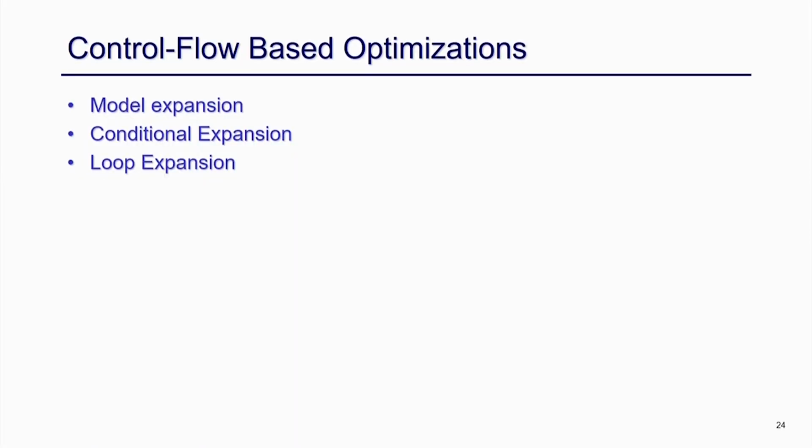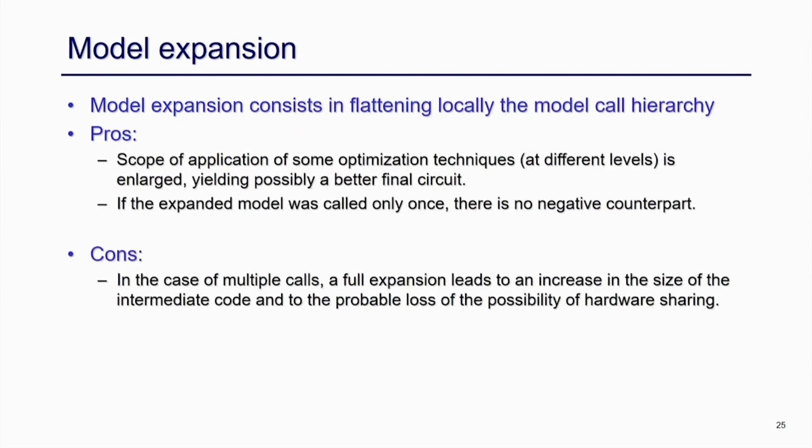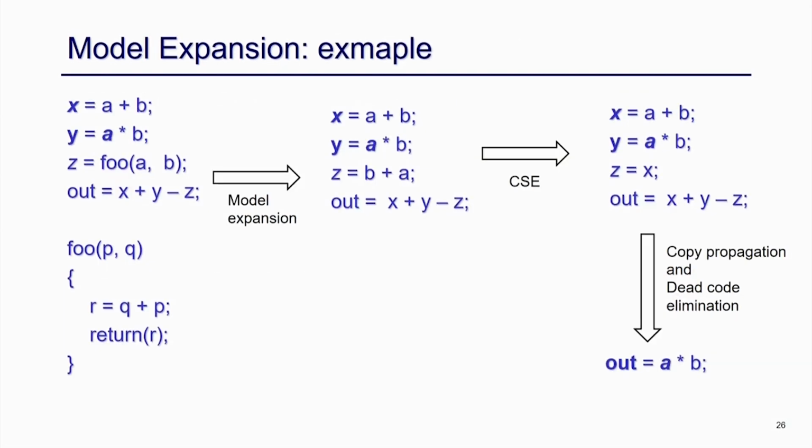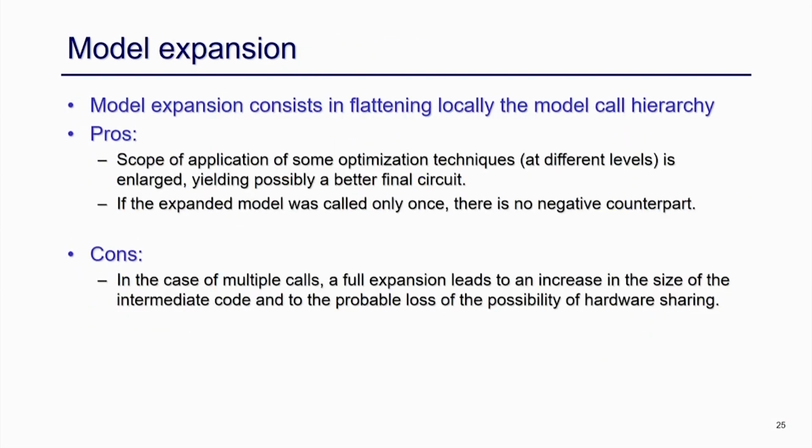So, now I am going to talk about control flow based optimizations, and here I am going to talk specifically about 3 kinds of technique: module expansion, conditional expansion, and loop expansion. So, what is module expansion? It is basically just replacing the function call by the function body, right.